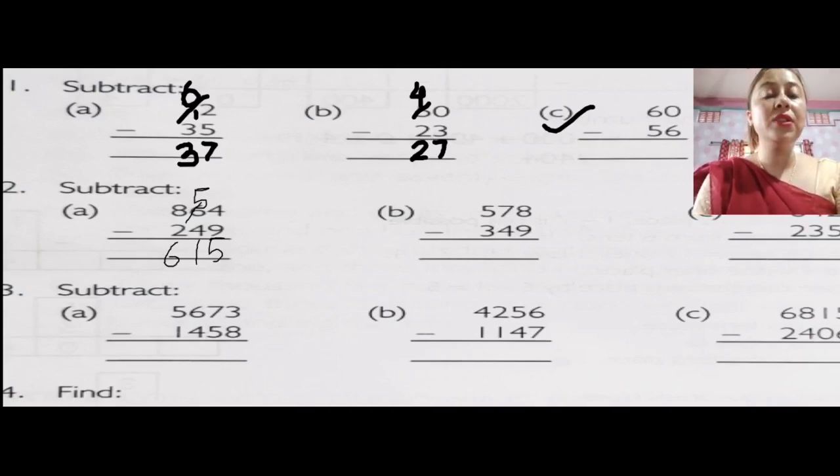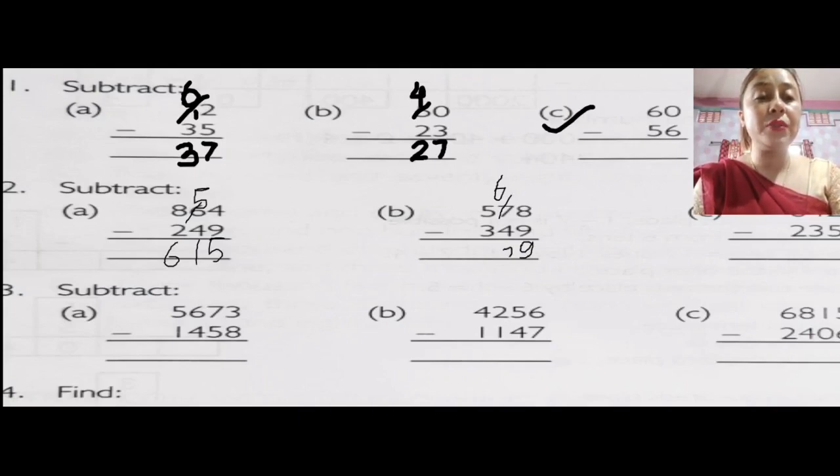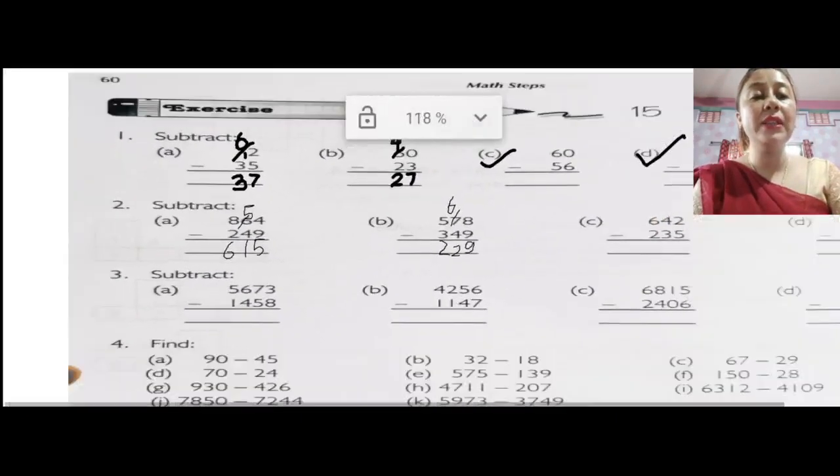So here also we can't subtract. You can see there is 8 at the top and 9 below. So we can't subtract 9 from 8. So we will borrow 1 from 7. So 7 will be 6. 18 minus 9 is 9. So I will write 9 here. 6 minus 4 is 2. And 5 minus 3 is also 2. So my final answer is 229.